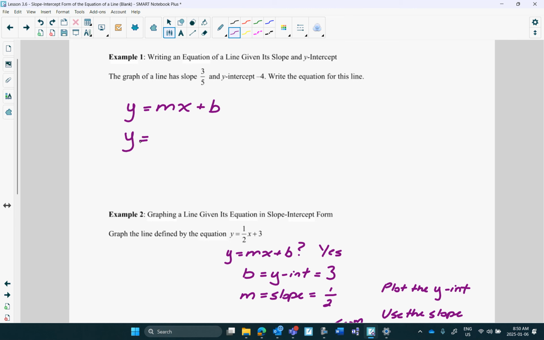m represents the slope. What's the slope of this line? What does it say in the question? 3/5. So I replace m with 3/5. I don't replace y and x with anything. And I replace b with the y-intercept, which is -4. That's it. You're done.